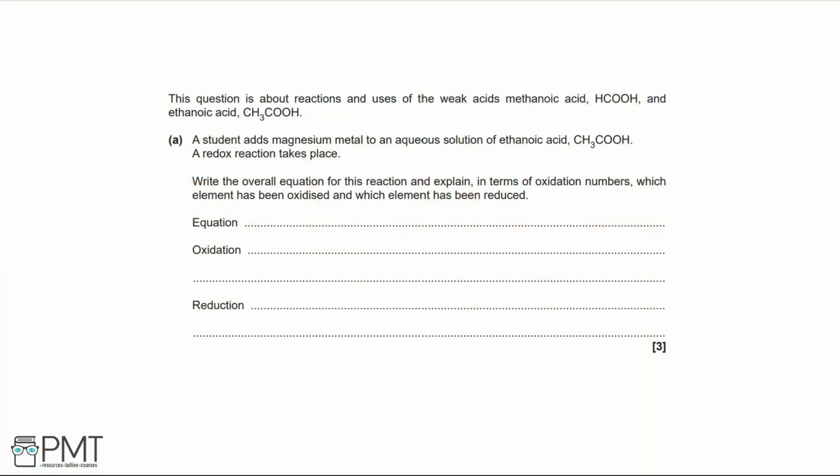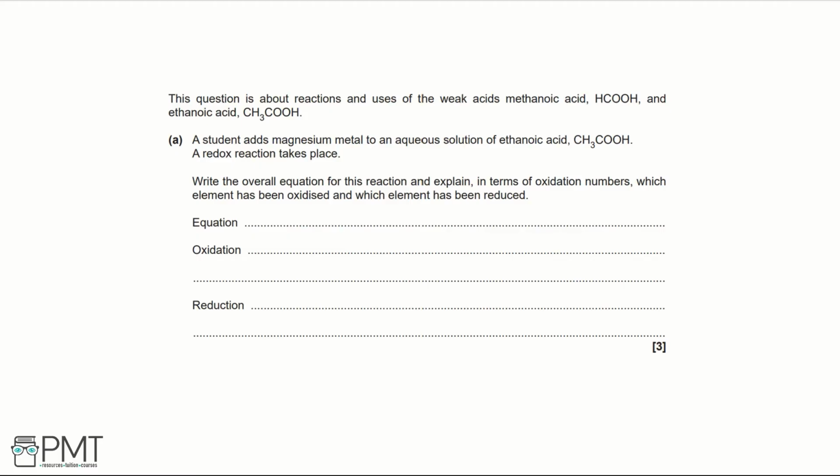This question is about reactions and uses of the weak acids methanoic acid, HCOOH, and ethanoic acid, CH3COOH. Part A. A student adds magnesium metal to an aqueous solution of ethanoic acid, CH3COOH. A redox reaction takes place. Write the overall equation for this reaction and explain in terms of oxidation numbers which element has been oxidized and which element has been reduced.